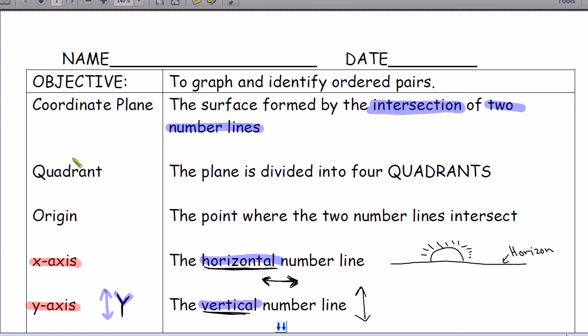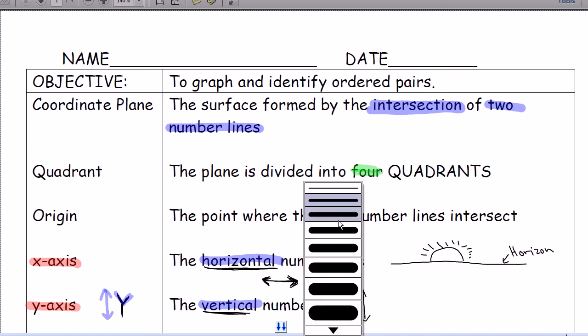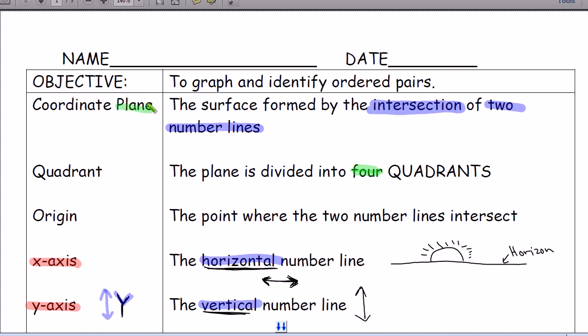The quadrants are the four parts that the coordinate plane is divided into. Okay, now this coordinate plane, this word right there, that can also be called coordinate grid. So you need to know both words. If I say coordinate plane or coordinate grid, I'm talking about the same thing. So the quadrant is each one of the four parts that make up the coordinate grid, and we're going to talk about how to label them 1, 2, 3, 4 in the correct order.